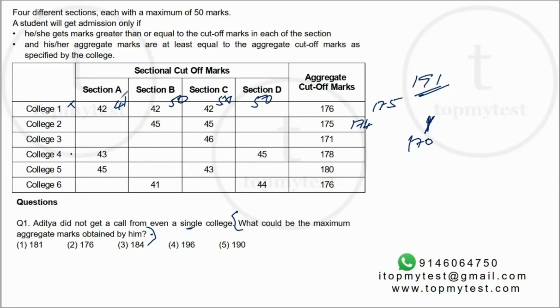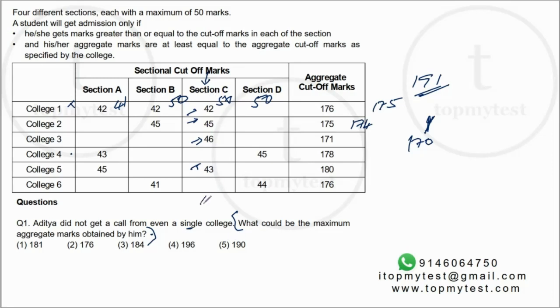You can mess up a particular section, and no matter how high you score, you're not going to get a call. So this is the route that we need to follow. Now, if you observe carefully, section C has the maximum number of cutoffs. It affects 4 colleges. So if you mess up section C, you're going to get out of 4 colleges straight away. So let's try to mess up section C.